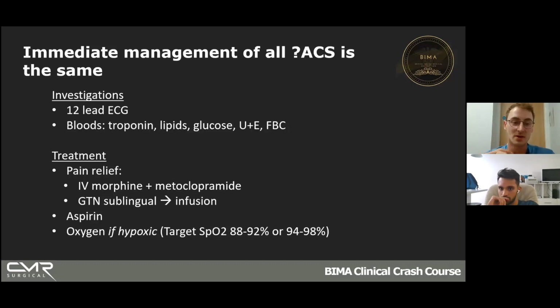So you've done your investigations, you then go on to your treatment. This is what you do as a junior doctor, an F1. You see someone, this is what you can do by yourself, basically. Firstly, you want to stop them being in pain. So what we give is IV morphine and metoclopramide. Metoclopramide is an antiemetic. We mentioned that you feel sick when you have an ACS, so you want to stop that. And morphine is also a drug that makes you feel sick, so you give them metoclopramide.